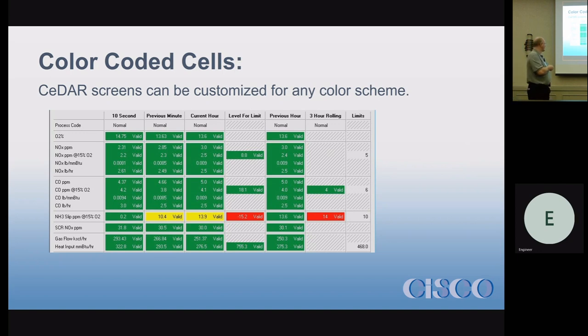So people find this green helpful because then you can see, okay, green's good. The thing is, it doesn't override your highlighting for exceedances, so you can still have your yellow here, red for serious issues. You can't see it here, but this is actually a negative value on their level for limit, which I'll get to in a few minutes. But if you want something other than what we have by default on your screens, we can do that.